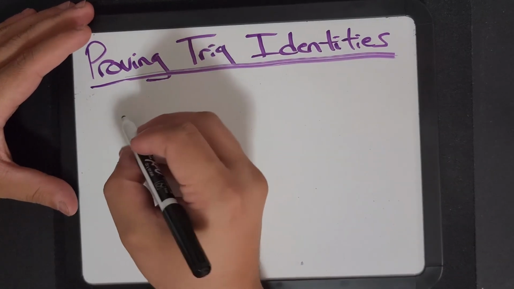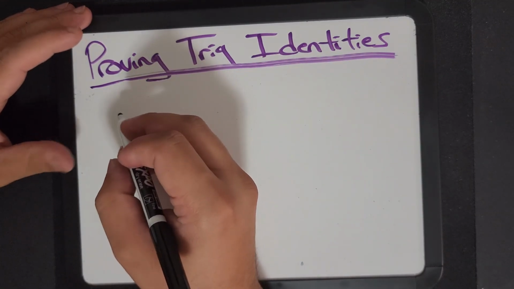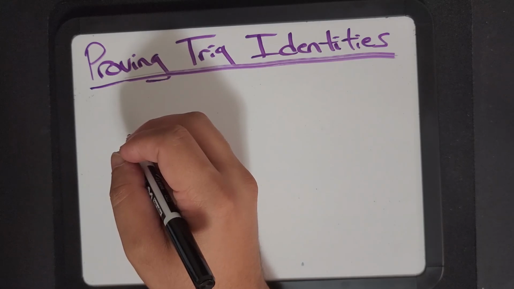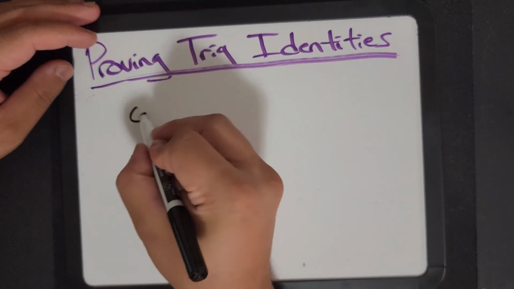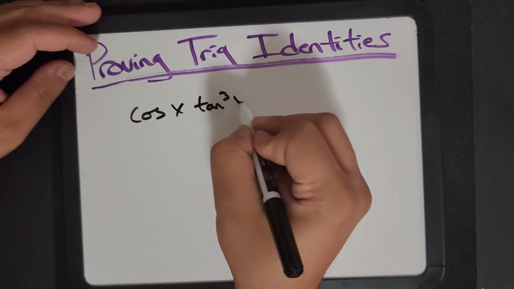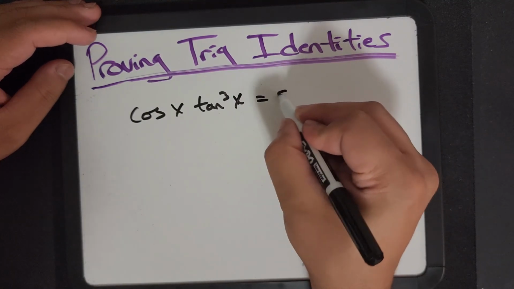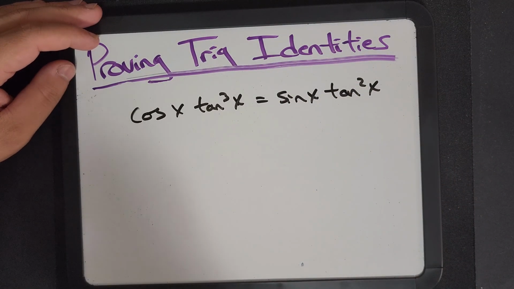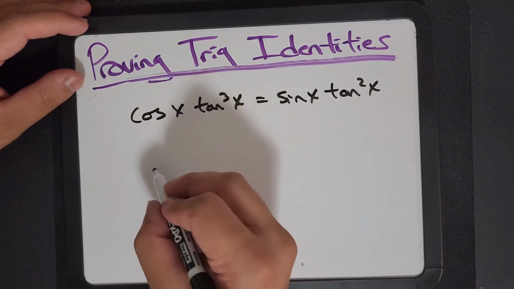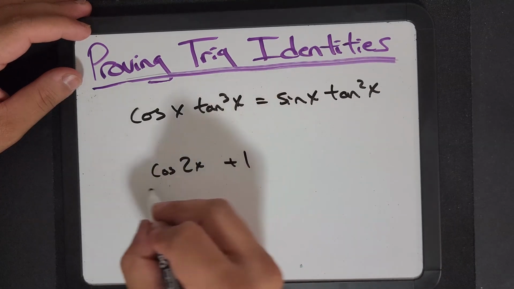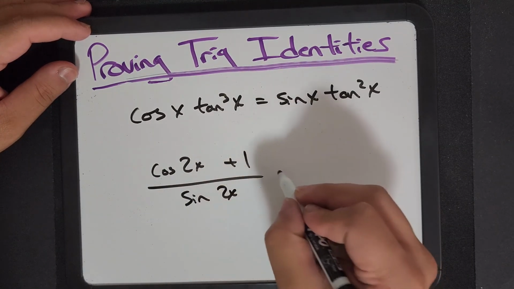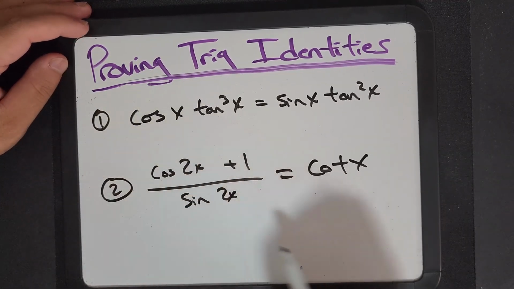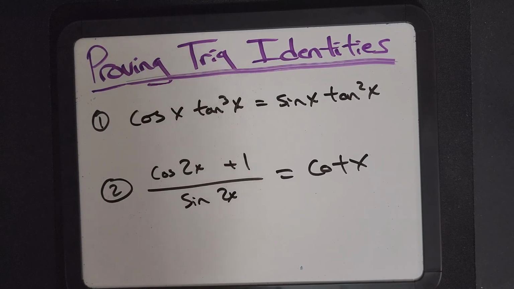Here's something you can do. I want to know how you could type this out into the comment section. Well, you can try it: cos x tan cubed x equals sine x tan squared x. Try proving that. If that's easy, then you can try cos 2x plus 1 over sine 2x equals cotan of x. Try both, see what happens.